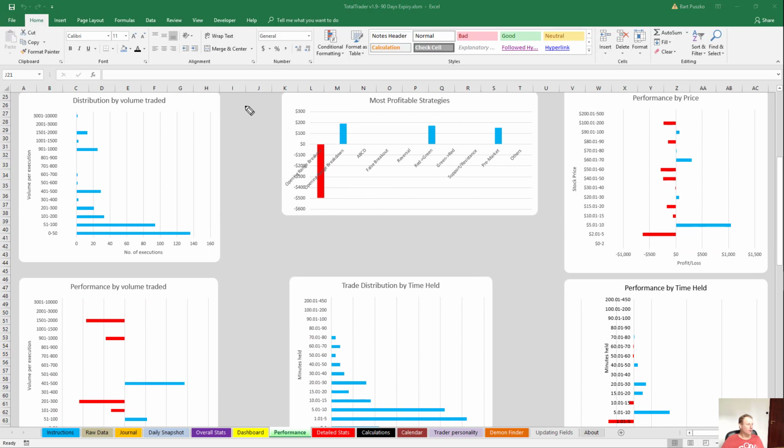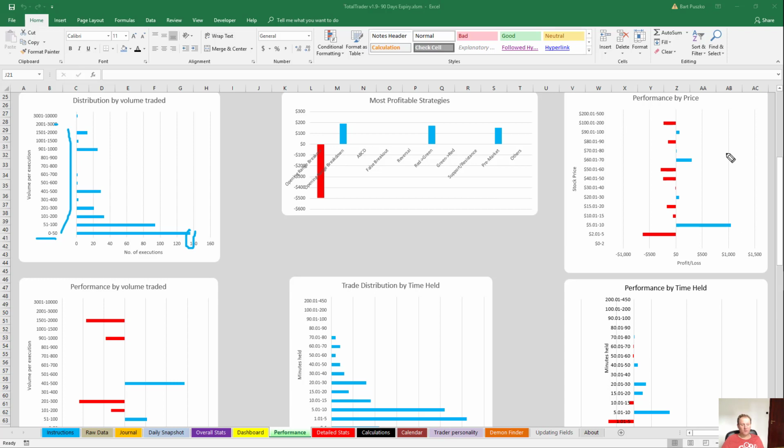Then moving down, you have distribution of volume traded. So similar to what we had. So the amount of trades, the amount of volume you trade per execution. Let me just undo that. So anything from 0 to 50 shares size, I've traded 100 and almost 40 times. And obviously you'll probably see a pattern of the more expensive the stock is, the less of it you'll be trading, most likely.